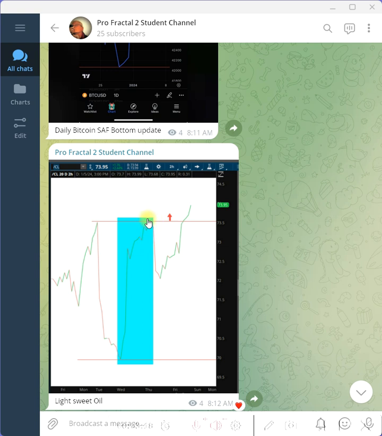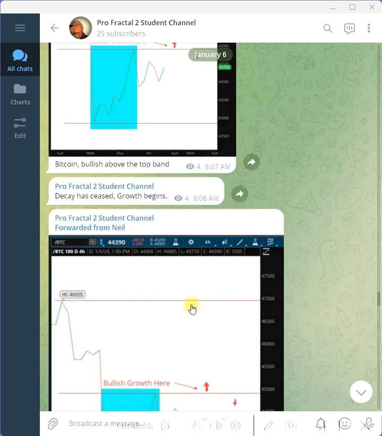We have a decaying fractal. It stopped, went down, and it began to rise. It's going higher. Now, notice the band here. You break the top of the band, it's going to go higher. That would be light sweet oil.